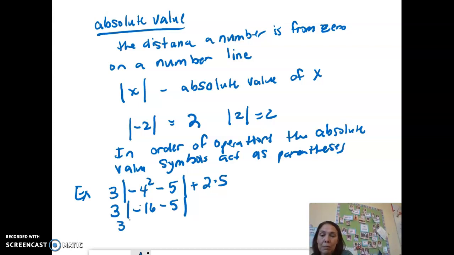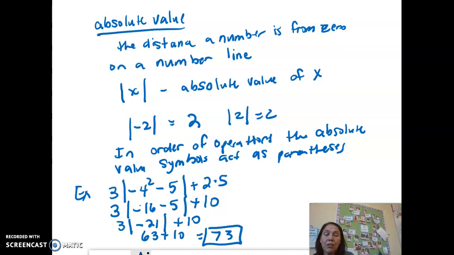So I would say 3 absolute value, and then I'd have plus, and you could go ahead and multiply 2 times 5, which is 10. So that would give me 3 times the absolute value of -16 minus 5, which is -21, plus 10. Again, that 3 being on the outside just means multiply, so the absolute value of -21 is positive 21. 3 times 21 is 63, plus 10 equals 73. And that is how you're going to incorporate absolute value into your order of operations. So that's one thing I wanted to make sure you do.